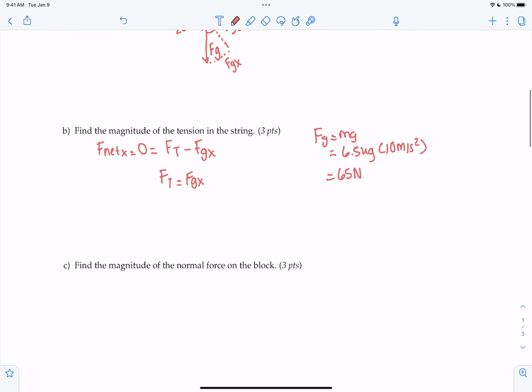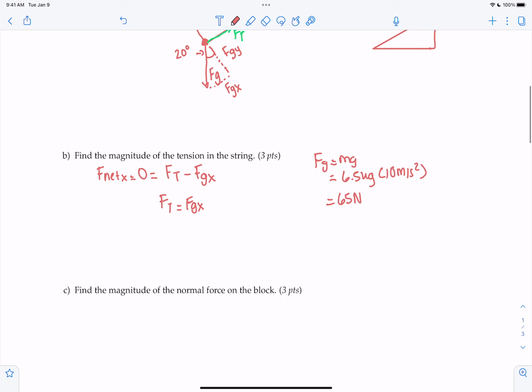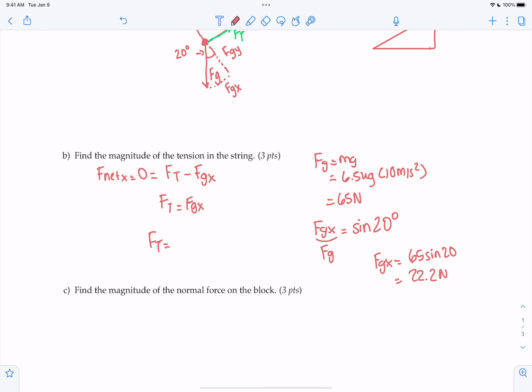Okay, cool. So for FGX, we know that FGX over FG is going to give us sine of 20 degrees. We know that FG is 65 newtons, so we'll multiply that over. So FGX should be equal to 65 sine 20, and that should be equal to 22.2 newtons, I believe. So if FGX is 22.2 newtons, then FT is 22.2 newtons.